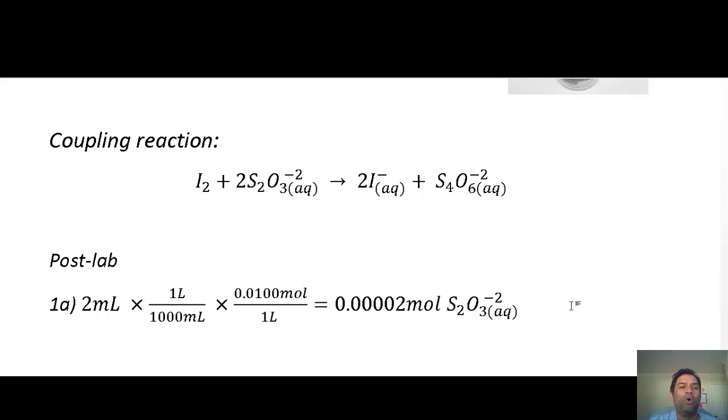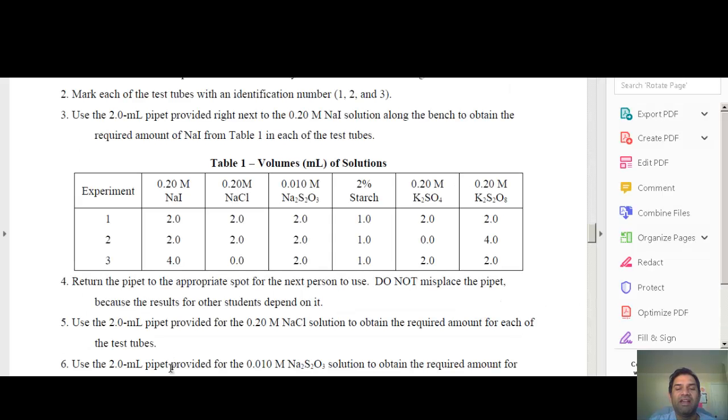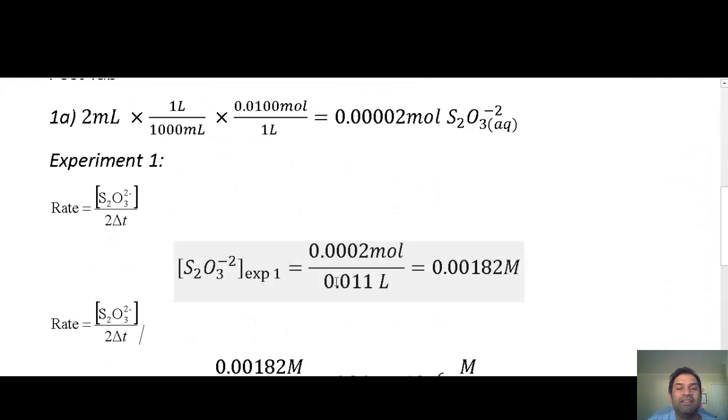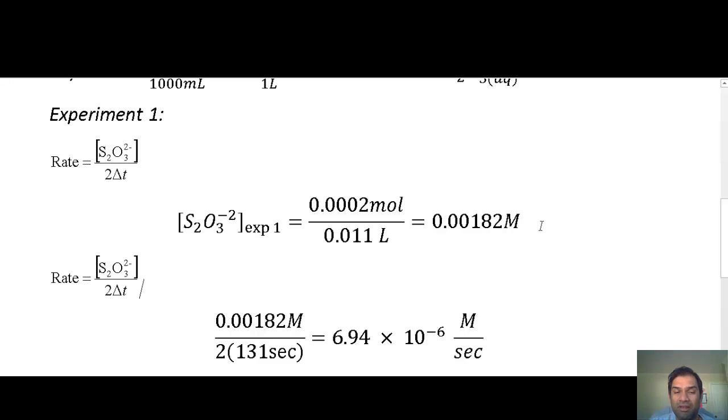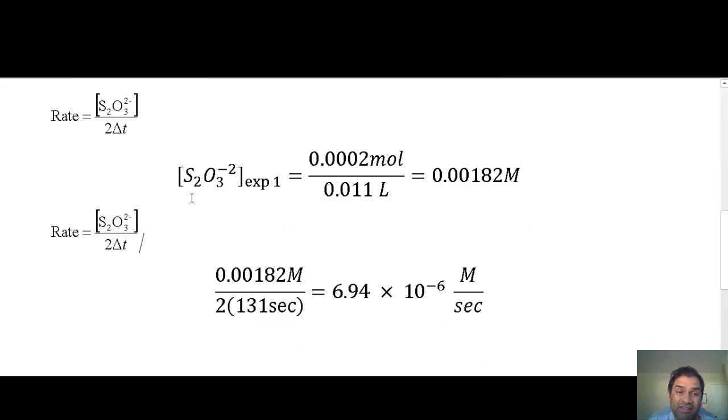So this is the amount of moles that are in the first test tube, and we divide it by the volume in the test tube. The volume of the test tube in experiment 1 was 11 mL. Actually, the volume in all of these experiments is going to be 11 mL. So realizing that the total volume is 11 mL, I converted that to liters, so we get moles per liter. This is the concentration in the first test tube, which will be the same in test tubes 2 and 3.